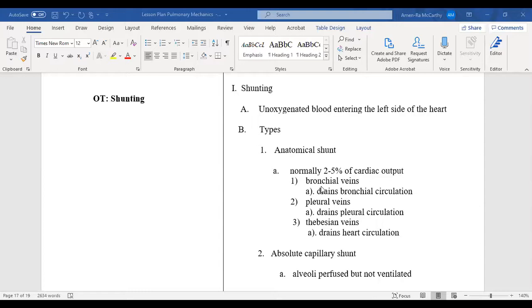Just automatic, the small amounts. Bronchial veins will drain into the bronchial circulation. We have pleural veins that drain pleural circulation. And we have thebesian veins that drain heart circulation. So because of bronchial veins, pleural veins, and thebesian veins, that constitutes our anatomical shunt.